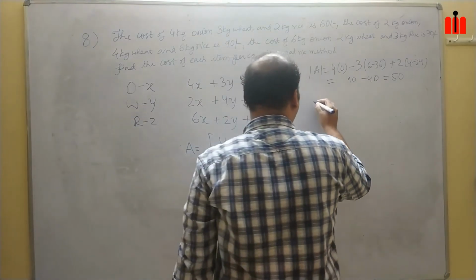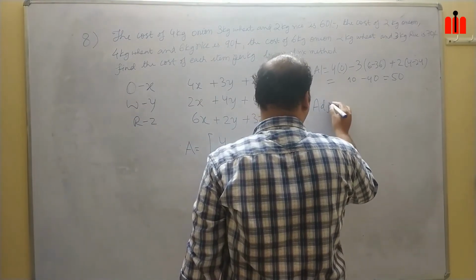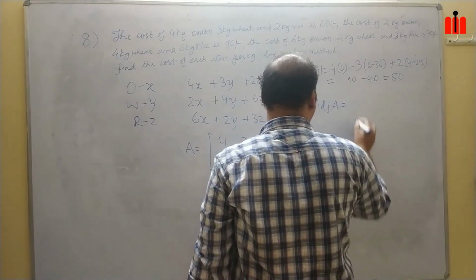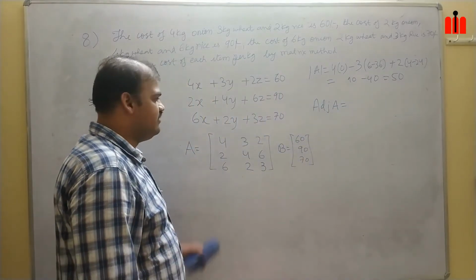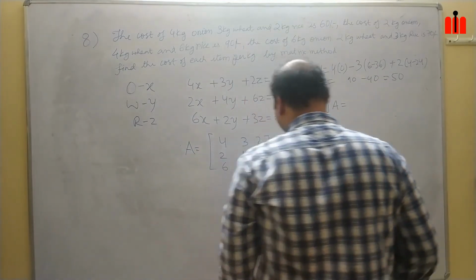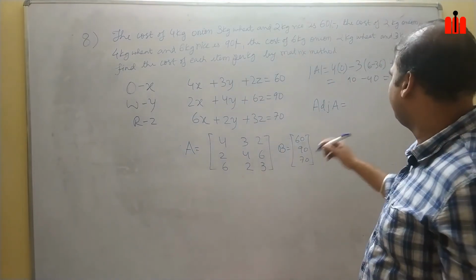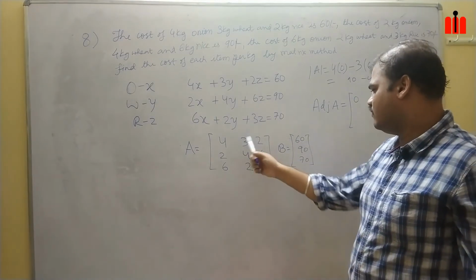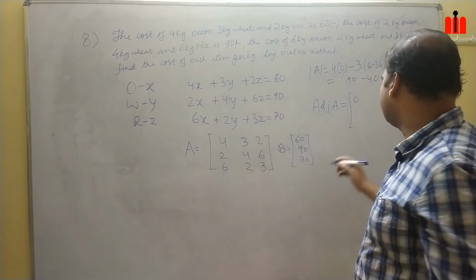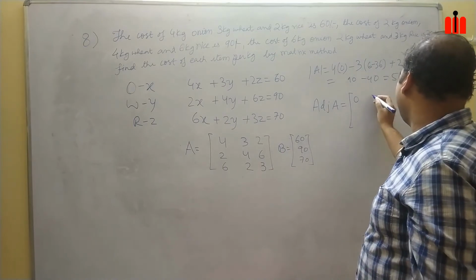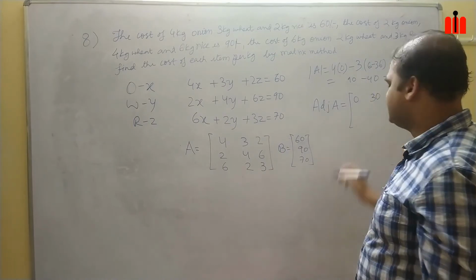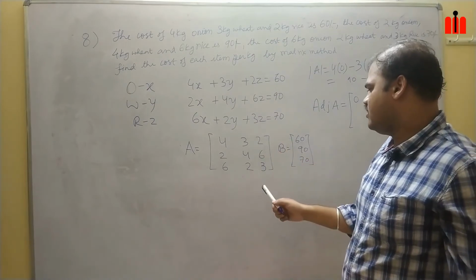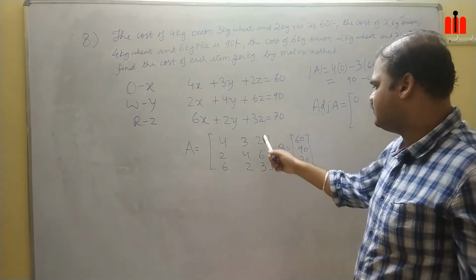So the determinant of this coefficient matrix will be equal to 50. After that, what will be my adjoint A? For finding A inverse, first I have to find adjoint A. So adjoint A will be, for 4, it will be 12 minus 12, it is 0. So the first cofactor is 0. For 3, 6 minus 36, minus 30. Minus 30, so it will become plus 30, negative of the minor. Okay, yes, negative of the minor.